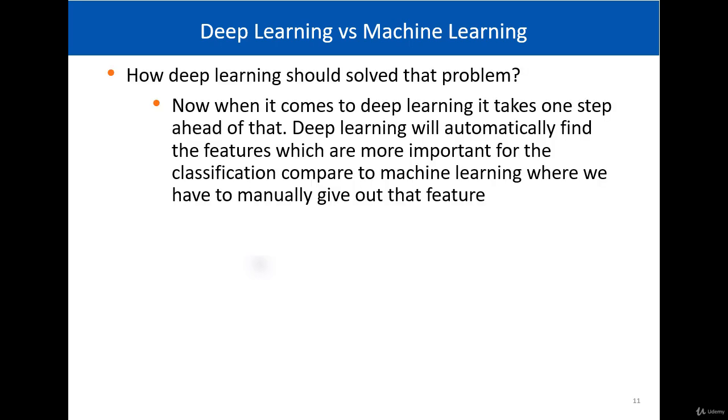Now when it comes to deep learning, it takes one step ahead of that. Deep learning will automatically find the features which are more important for the classification, compared to machine learning, where we have to manually give out those features.